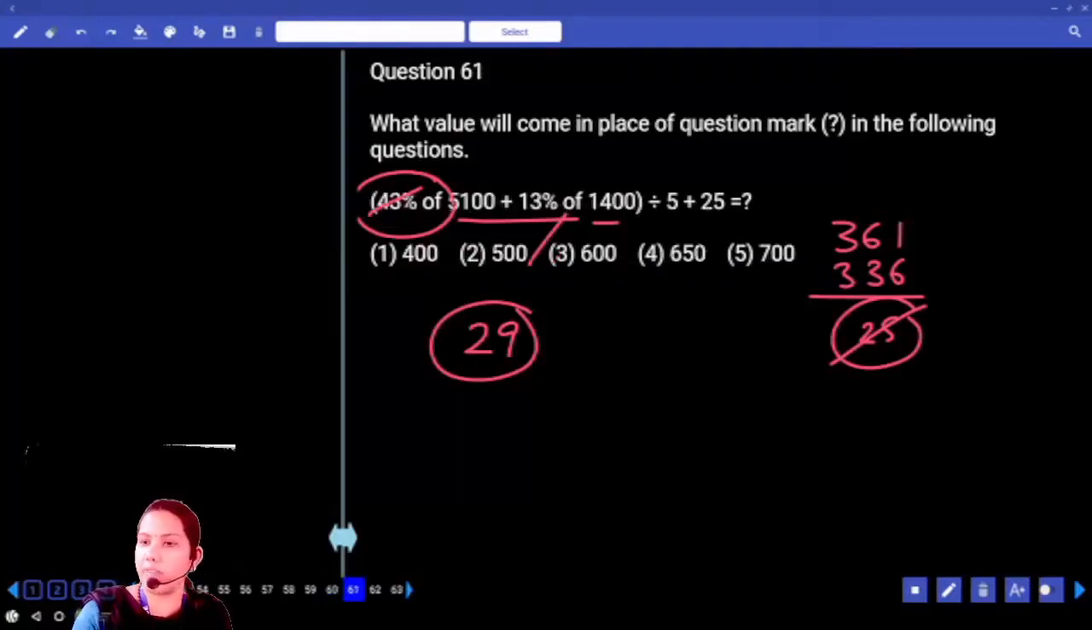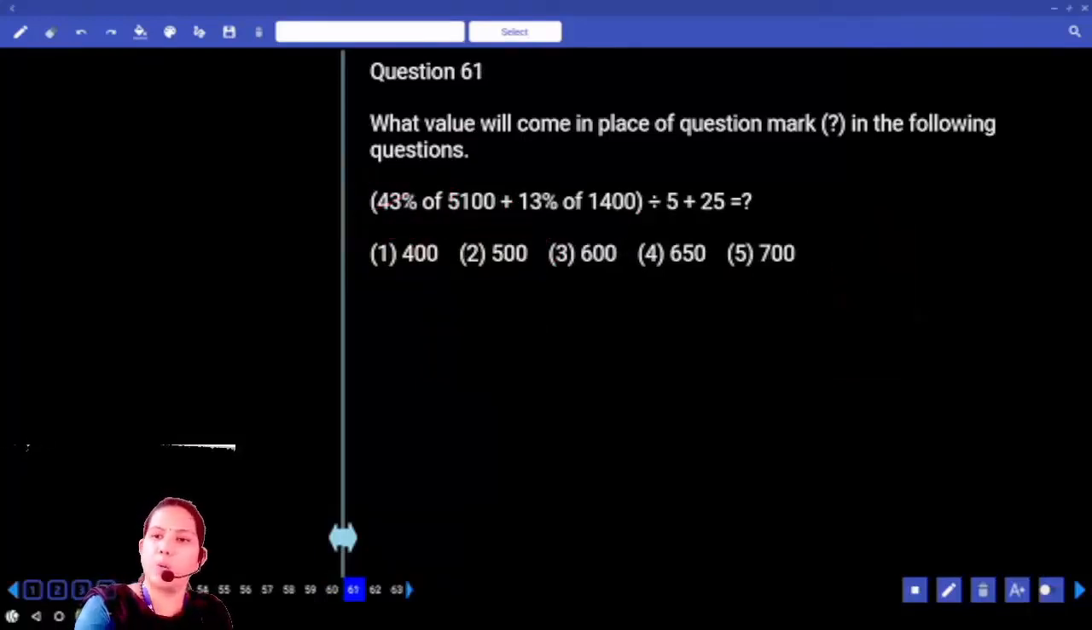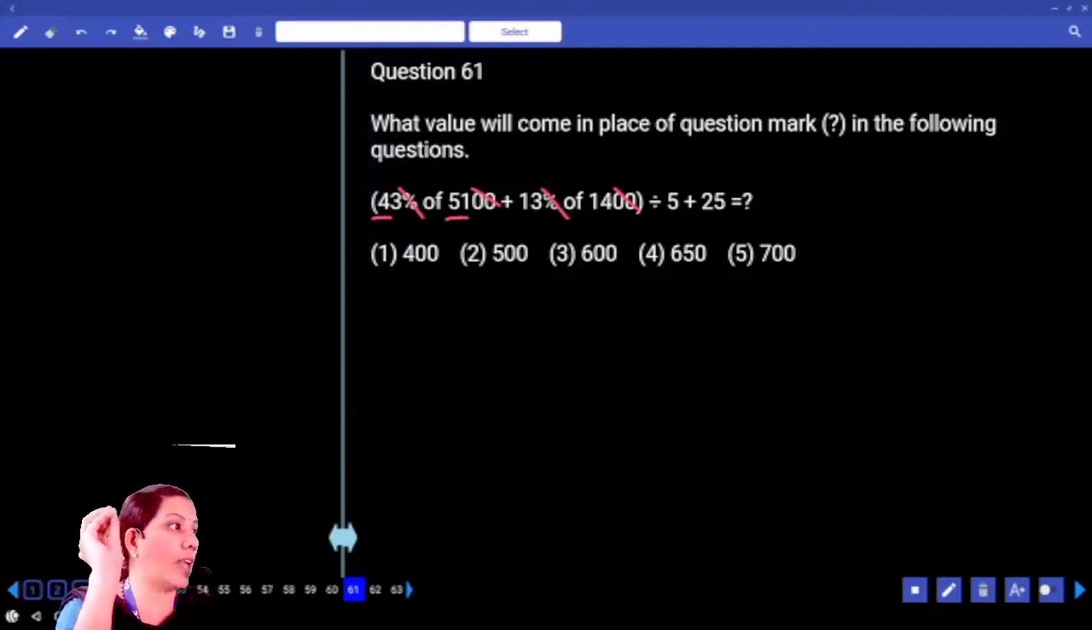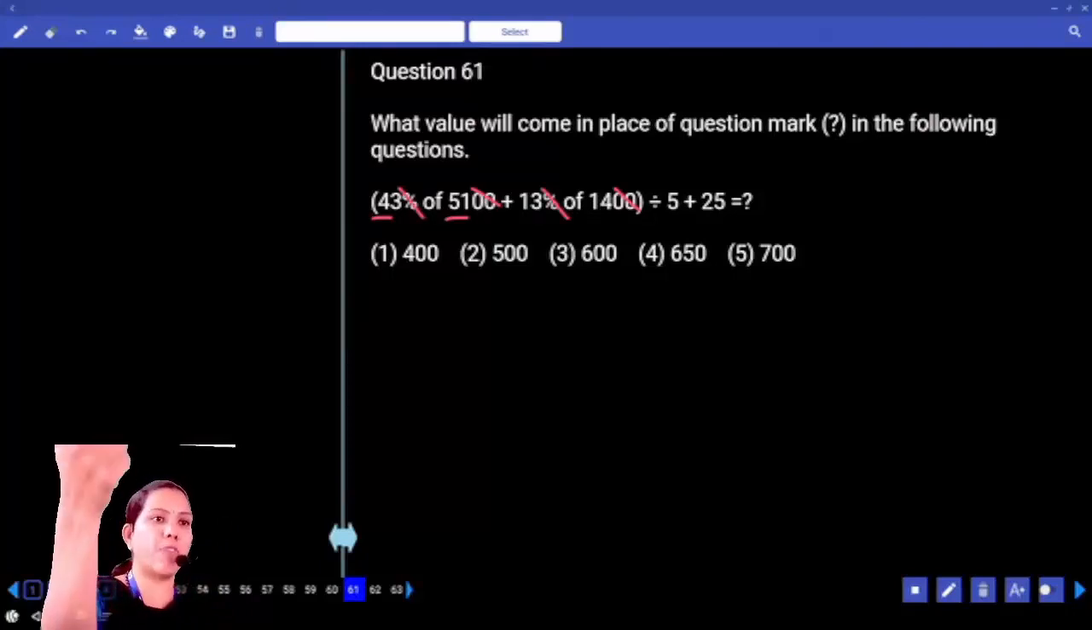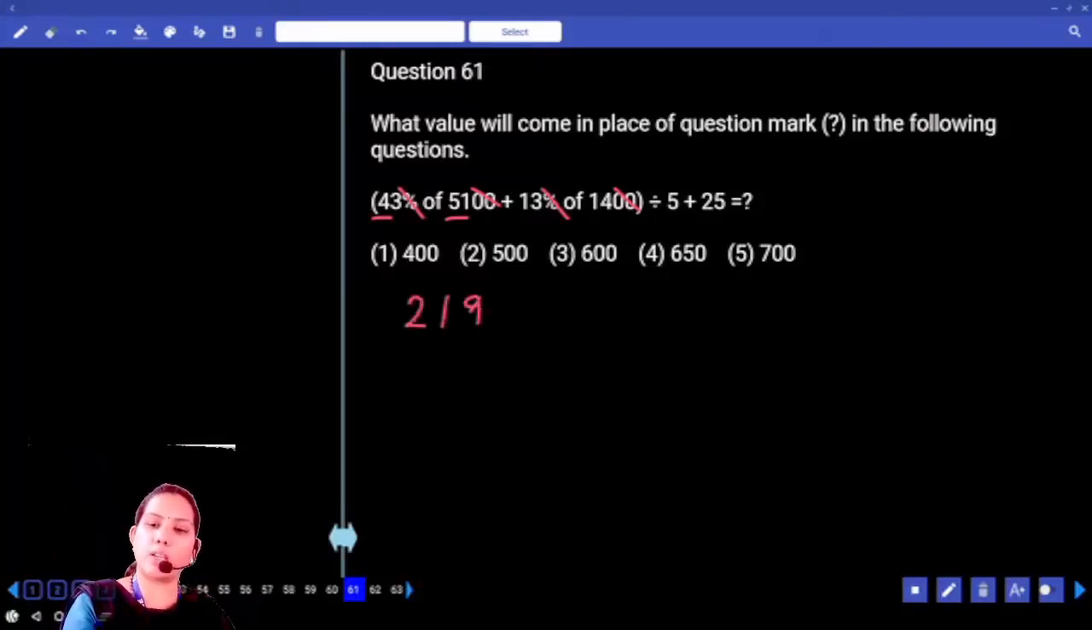Next question number 61. Percentage and double zero cancel. Percentage means divided by 100. 100 and 100 cancel. What is 43 into 51? 43 50s are 43 5s, 215, so 43 50s are 2150. But it is not 43 into 50, it is 43 into 51. So 2150 plus 43 is 2193. 43 51s are 2193. Understood?